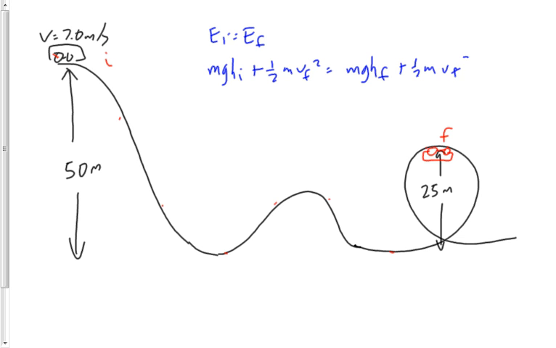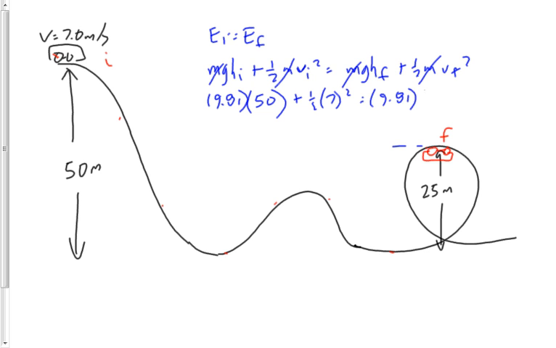This should have been initial, by the way, right? 1/2 mvi squared. Okay, masses cancel again because it appears in every term. Now, Terry, the way you did that first question, you would have made HI 25 meters because you started from the bottom point, right? I'm going to make it 50. It doesn't matter as long as we're consistent. The final height would be 25. If you're Terry, the final height would have been 0.